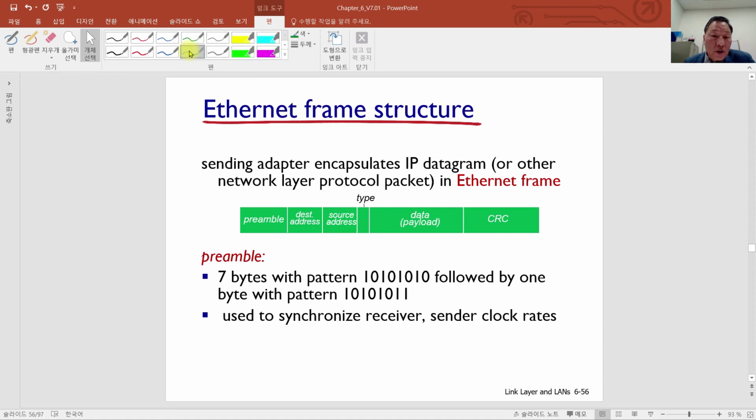Ethernet frame structure. This is about the frame format of Ethernet. The sending adapter encapsulates an IP datagram or other network layer protocol packet in an Ethernet frame. This is the destination address, an Ethernet address, 6 bytes, 48 bits. And the source address, also 6 bytes. And this is the 2-byte type. And this is the data payload from the network layer that will be embedded here: the IP and TCP headers and the original actual data. And this is mainly for error detection, the cyclic redundancy check, as we learned.